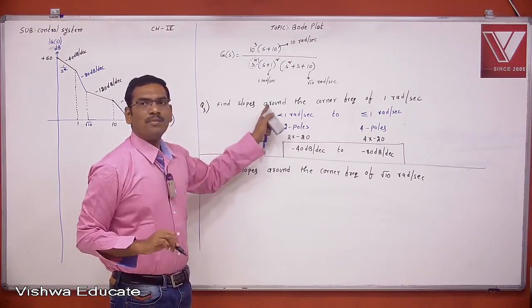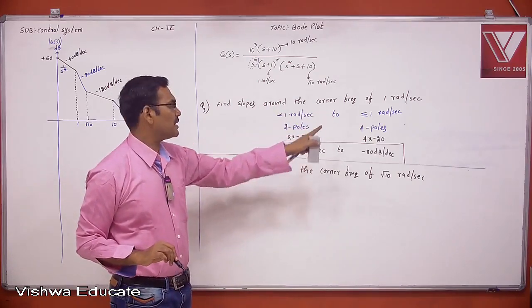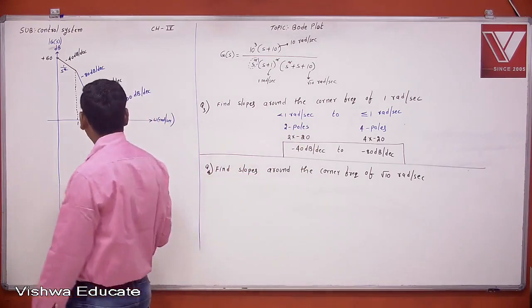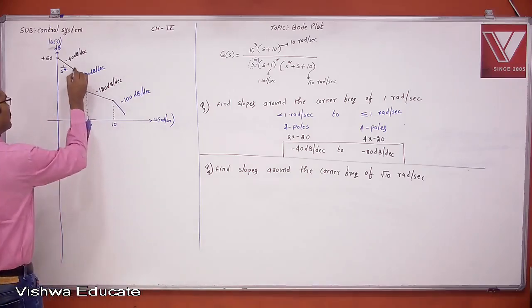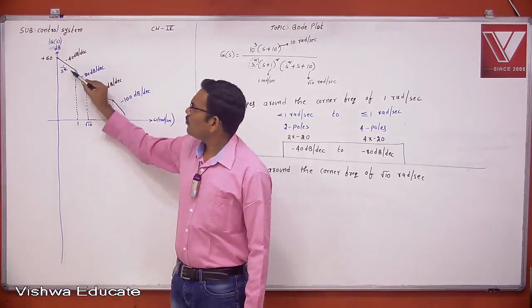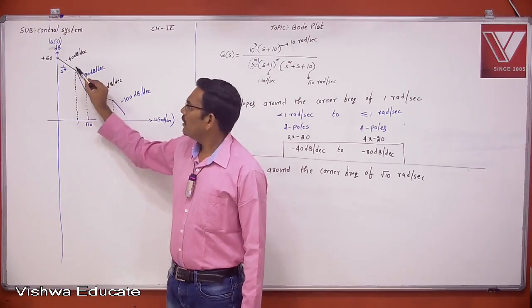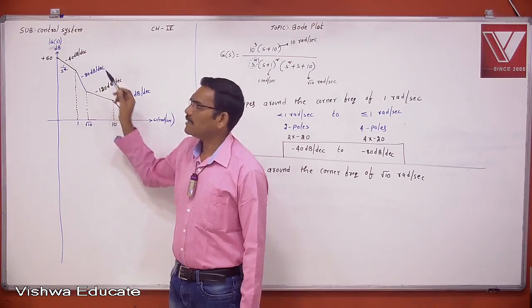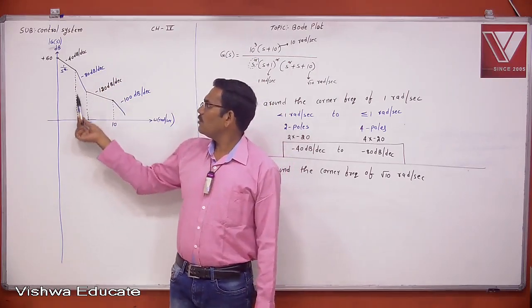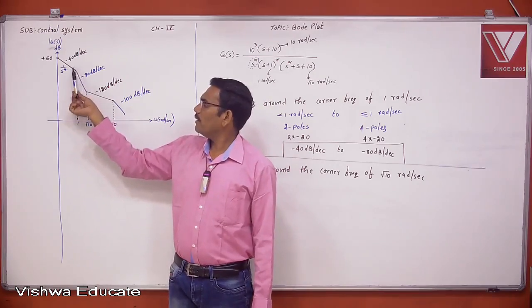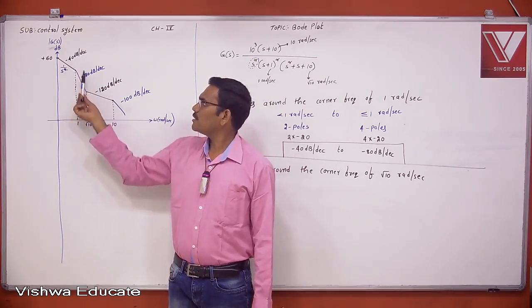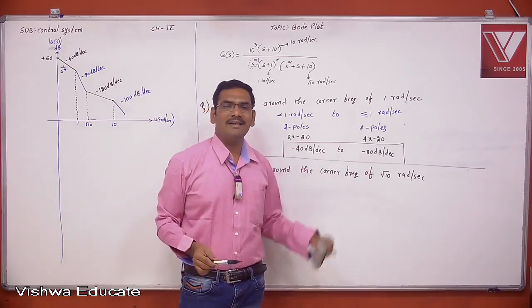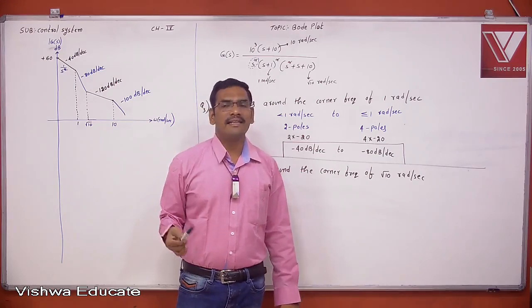Now the slopes around the corner frequency of 1 radians per second: minus 40 to minus 80. Check here, what are the slopes around this 1 radians per second? This is minus 40, this is minus 80. Now in and around 1 radians per second, minus 40, minus 80. Is it matching or not? This is the slopes around 1 radians per second.